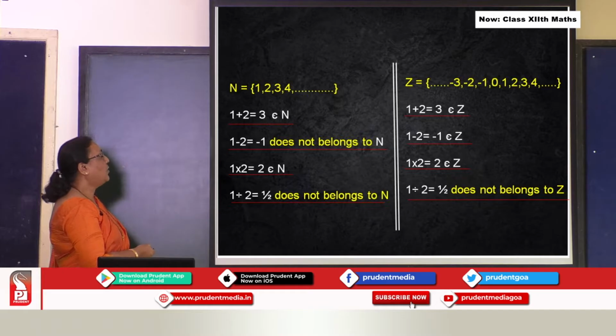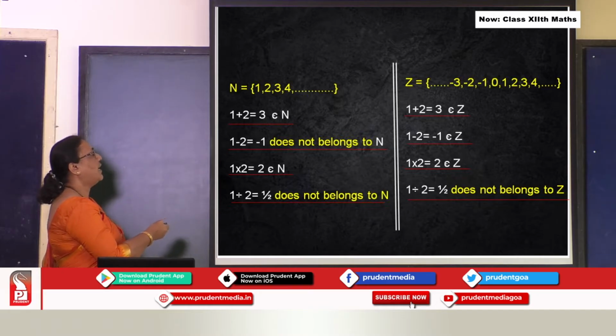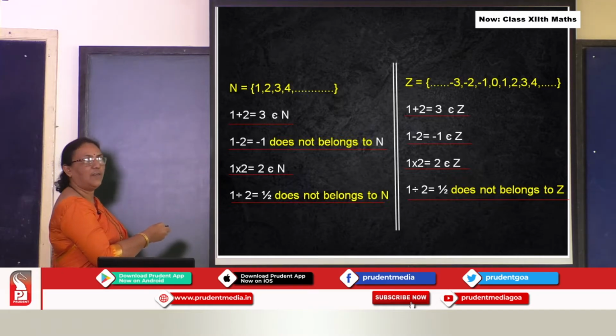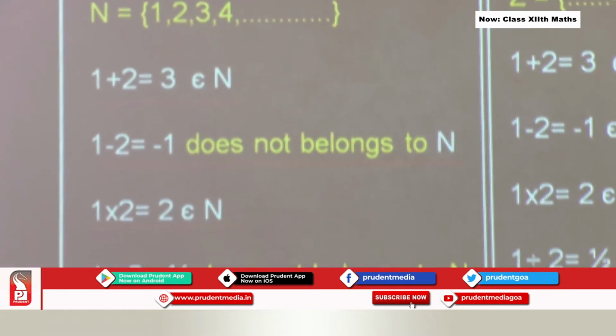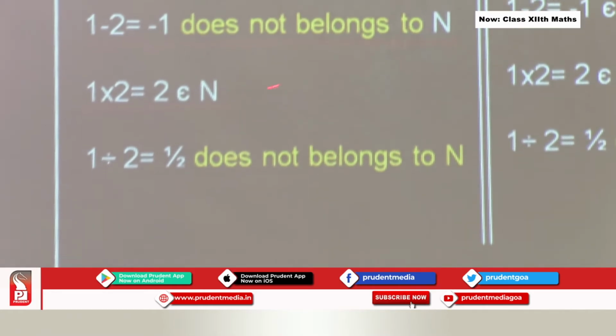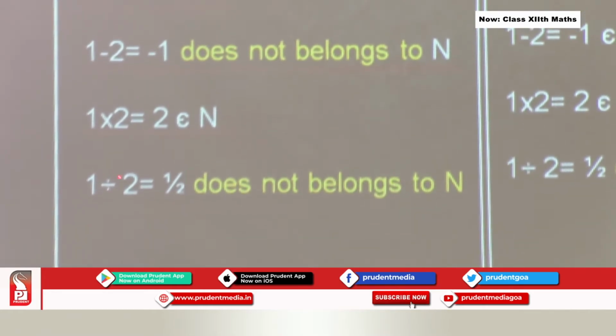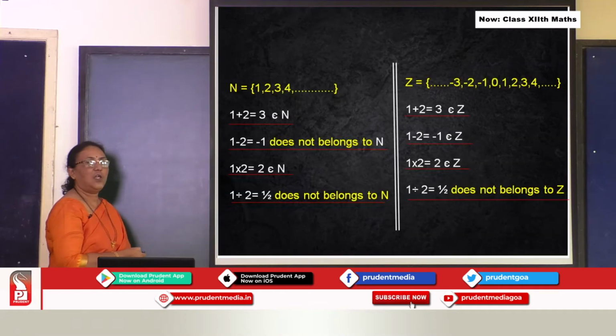Now 1 upon 2 is not a member of this set. Can you see 1 upon 2 here anywhere? No. 1 upon 2 is not there. So 1 upon 2 does not belong to N. Therefore, this division is not a binary operation. Is it clear to you all students?